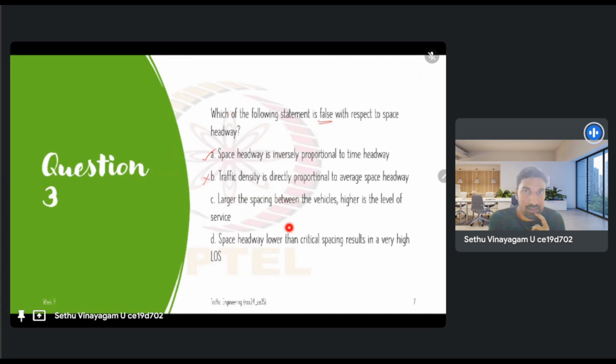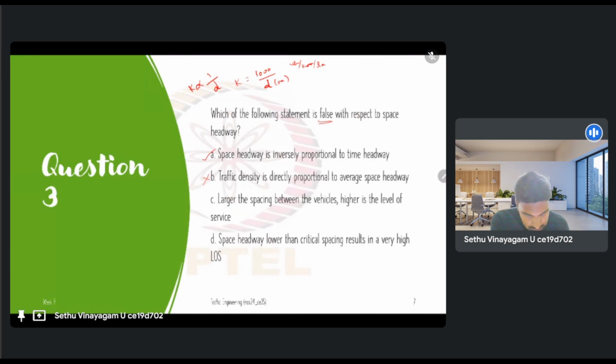And then, the traffic density is directly proportional to the average space headway. So that is not correct. This is inversely proportional, right? So density is inversely proportional to the spacing. We'll take density as 1000 divided by the spacing given in meters, so that will give you the density as number of vehicles per kilometer per lane. Which means as spacing increases, your density will come down, right? So when the gaps are large, the number of vehicles in a given length of the road will come down. Therefore, that is incorrect.